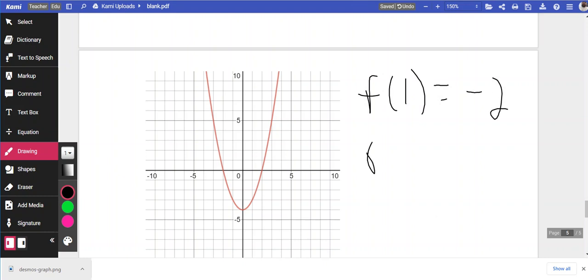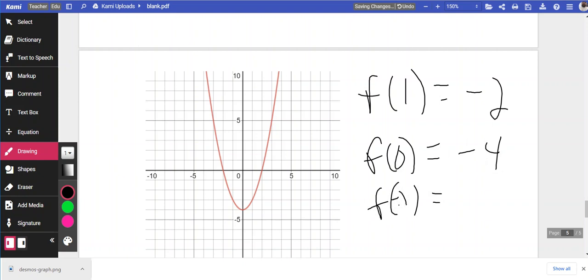Then if I have to find f of 0, I go to 0 on the input, and it looks like that's -4. And if I want to find f of -1, I go over here to -1, it looks like it's 1 2 3, so it's -3. Did I goof that up? When I go to 1, 1 2 3, that's actually supposed to be -3 as well. So that took a little while.